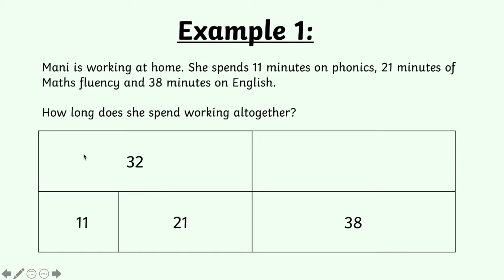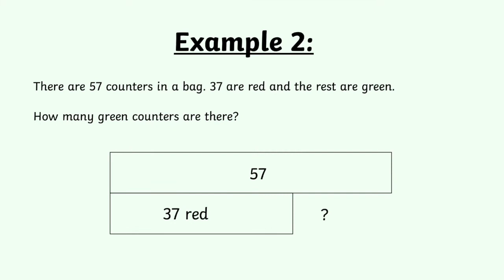So I've worked out this bit, and now I just need to add it on to 38. So now I've got a much more simple sum. I've only got 2 numbers, 32, and then add 38, this part here. And we'll see that when we do that, we get 70. So this is just a really nice way of representing the problem and helping you think about the steps you're going to use to answer it. Let's have a look at another example.